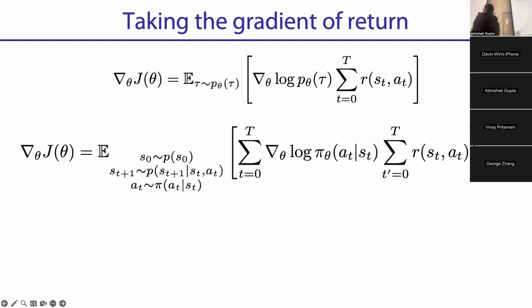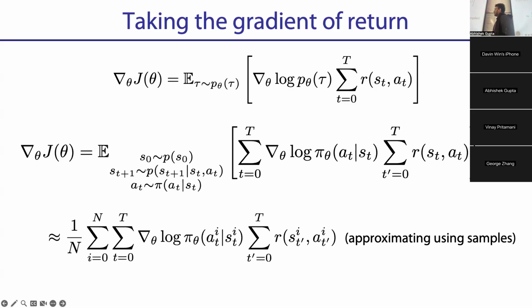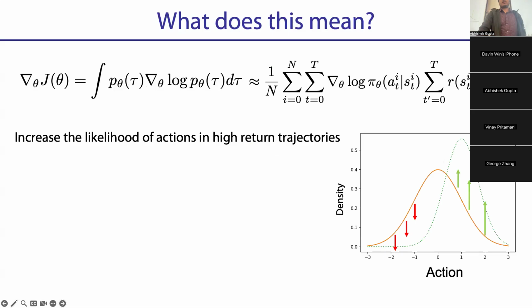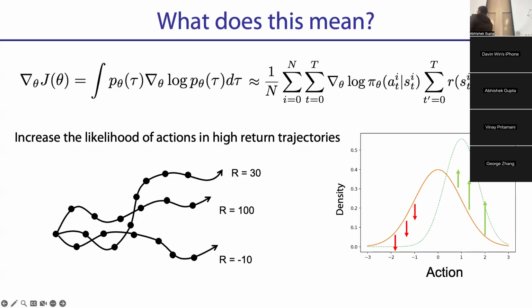Overall, this is all something you can implement with PyTorch. You get pi theta, take log of that, and then take the gradient of that, multiplied by the sum of rewards. You can approximate this with samples, so it's something you can easily implement as code. When you implement it, it intuitively looks something like this. You draw a bunch of samples of trajectories. On trajectories that have high return, you increase the likelihood of the action. On trajectories that have low return, you decrease the likelihood of the action.